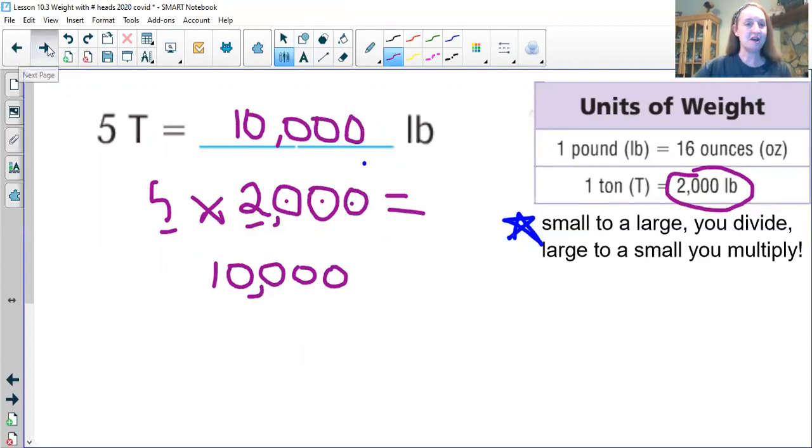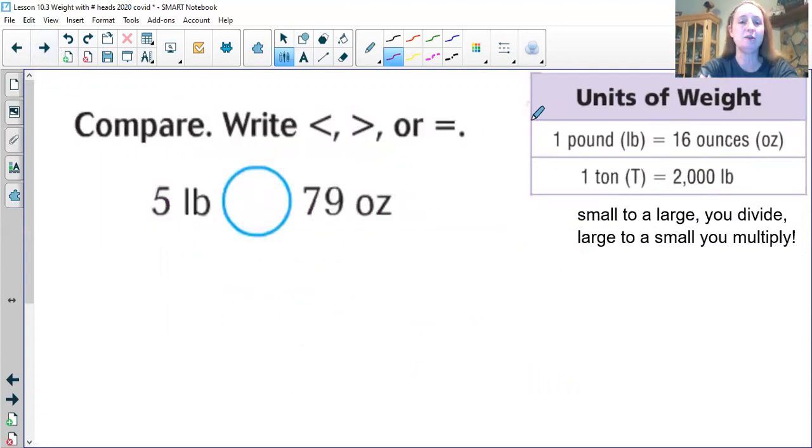All right, let's try another one. Now on this one, you're going to compare using greater than, less than, or equal to. Okay, we have 5 pounds on this side and 79 ounces on the other side. So you can choose. Can we convert this to just ounces? You can try that method. Or you can convert the ounces into pounds.